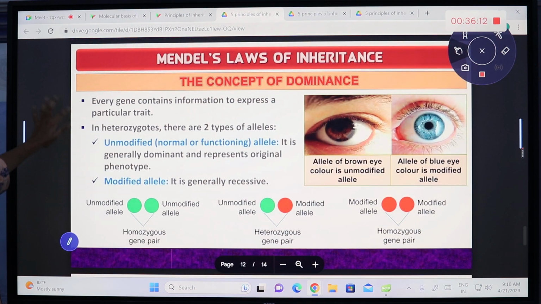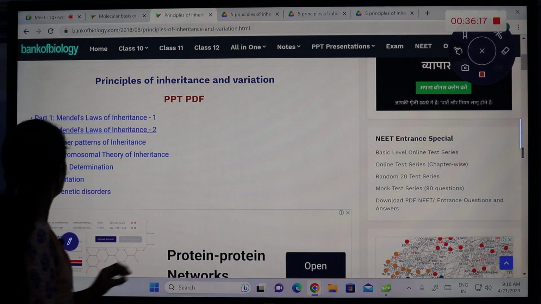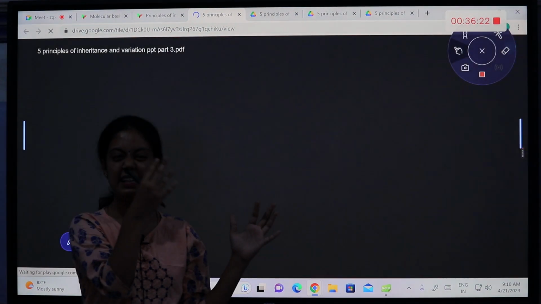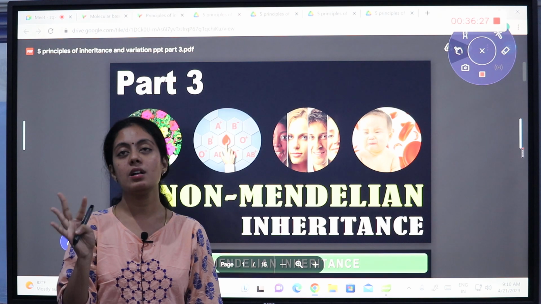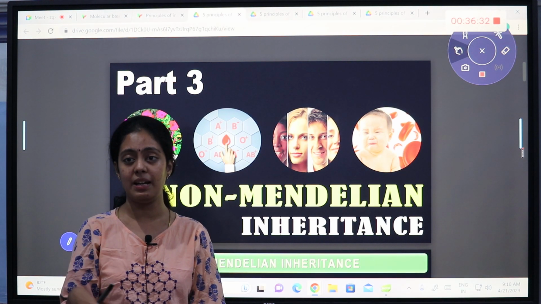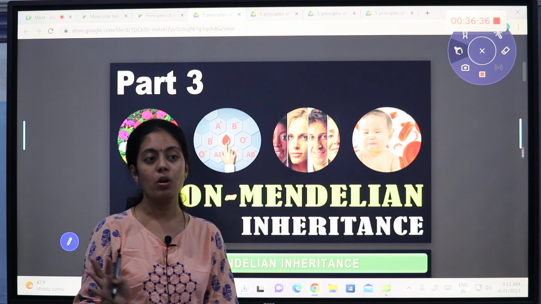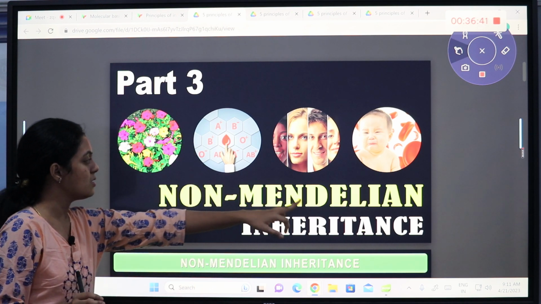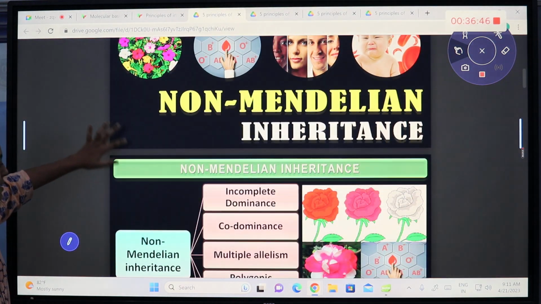The concept of dominance I already discussed. The next one: Mendel proposed this in the 1860s, correct? Later on, not every inheritance came under Mendel's law. There were certain deviations from Mendel's law. We call them non-Mendelian inheritance. There were certain things that did not follow Mendel's law. So there are certain examples. We will start doing that.